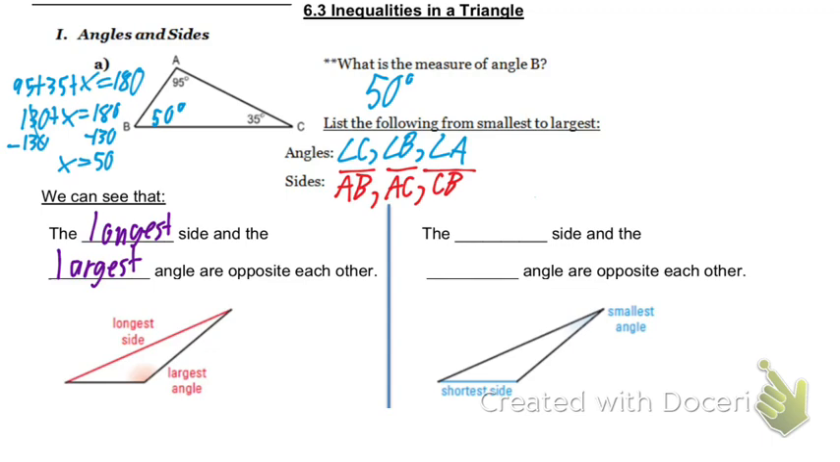Does everyone know what I mean when I say the opposite side? Yes. Okay, it's the side that's not touching it. Any angle is touching two sides at any point, but it's not touching another, and that's the one opposite it. The one not touching it, across from it.